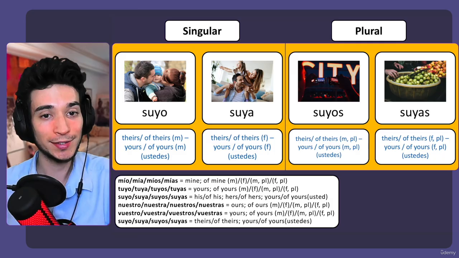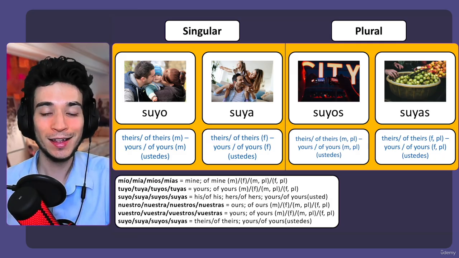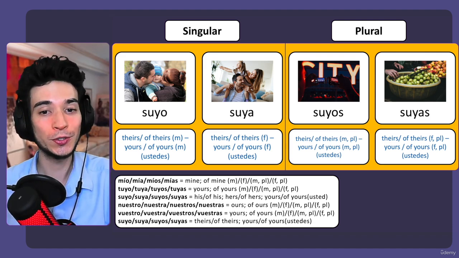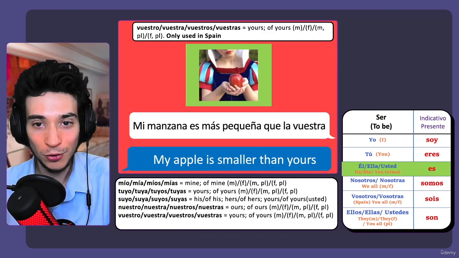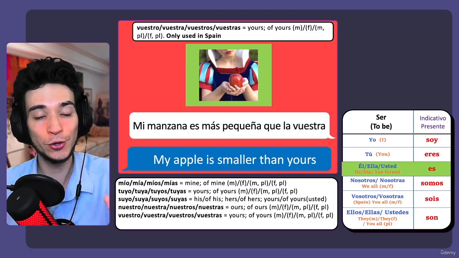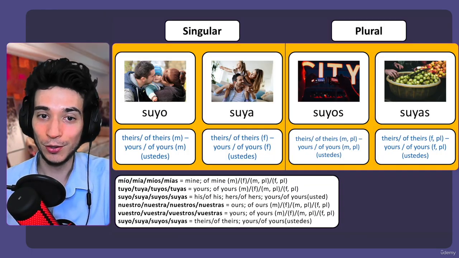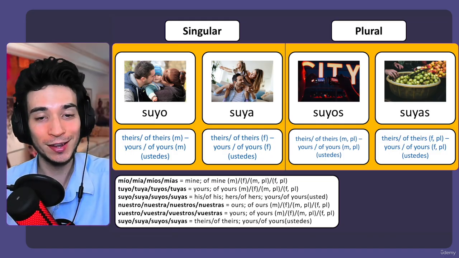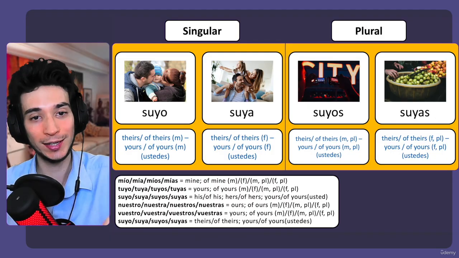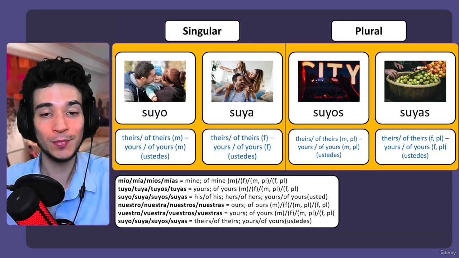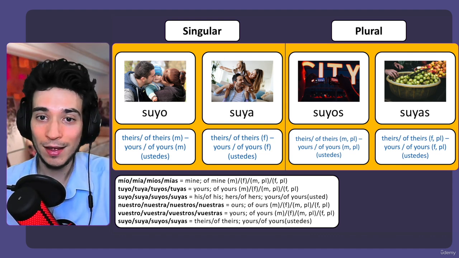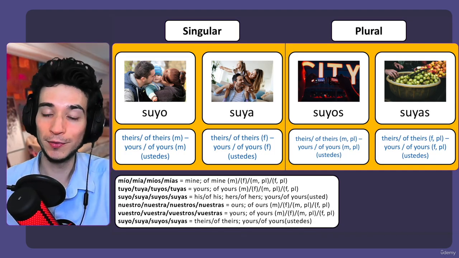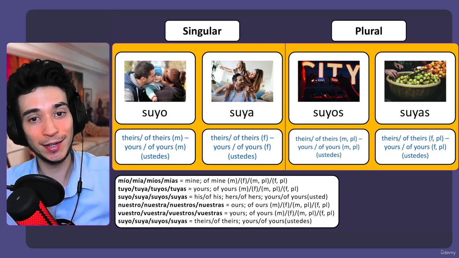And let's try the other examples. So here we have suyo, suya, suyos, and suyas. These ones are used with the sixth conjugation, from ellos, ellas, and ustedes. So this means theirs or of theirs, and it also means yours, of yours, whenever you refer to somebody as ustedes. So suyo for masculine, suya for feminine, suyos for masculine plural or mixed, suyas for feminine plural. Okay, let's try the examples.